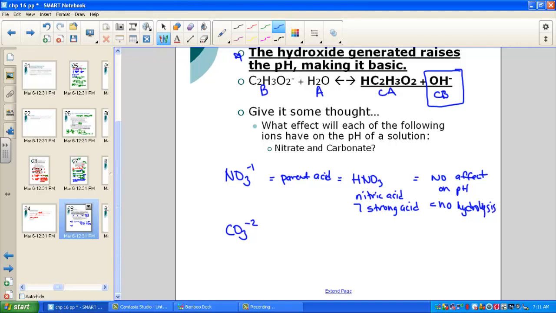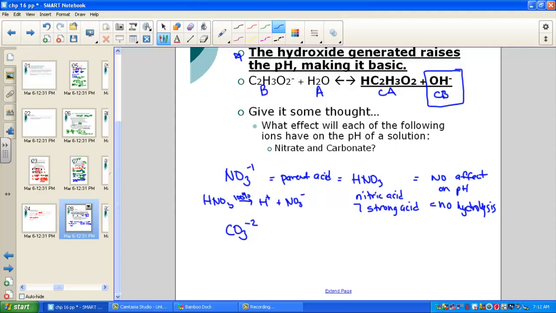So since this has a 100% dissociation, NO3 negative, when it dissociates, there is no competing arrow. There is no way the nitrate can grab the proton back and head back left. So there's no competing reaction. Nitrate will not affect the pH. The very definition of strong, 100%, points to the right.